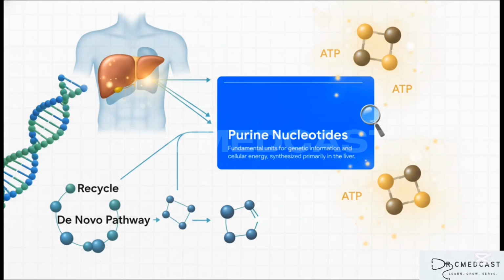So what's the whole point of all this? The end goal is to build something called purine nucleotides. And while this happens in a lot of places, the liver is kind of the main factory here. Now, our bodies are super efficient and can recycle purines, but for right now, we're going to focus on what's called the de novo pathway. De novo is just Latin for from the beginning. And that's exactly what we're doing, building these complex molecules right from the ground up.